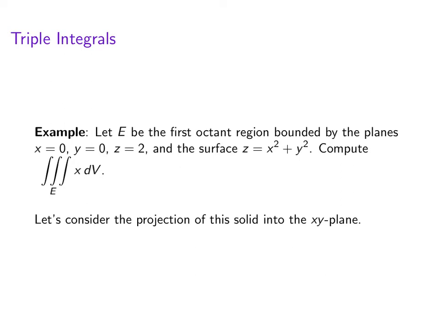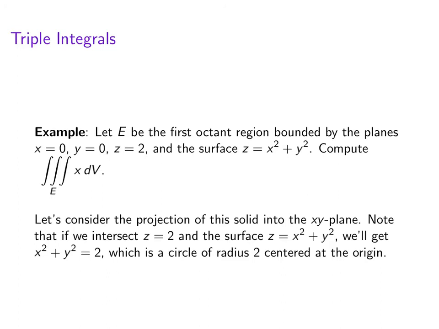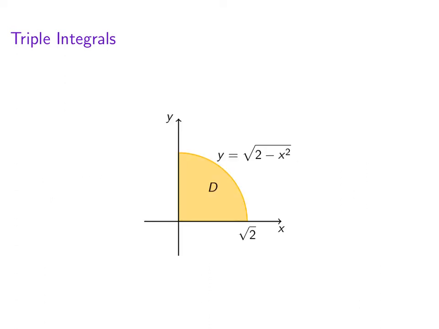The first thing we should do is see what the projection of the solid is into the xy plane. If we intersect z equals 2 and the surface z equals x squared plus y squared, we'll get x squared plus y squared equals 2. That's a circle of radius root 2 centered at the origin. It looks like this. Remember, we're only dealing with the first octant region, so when we project, we get the quarter circle.